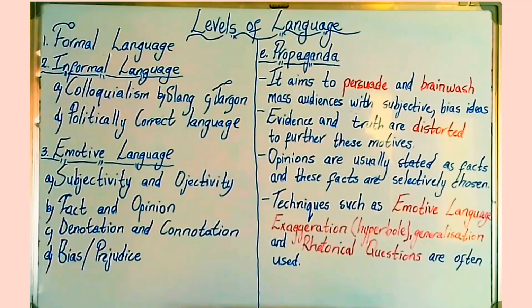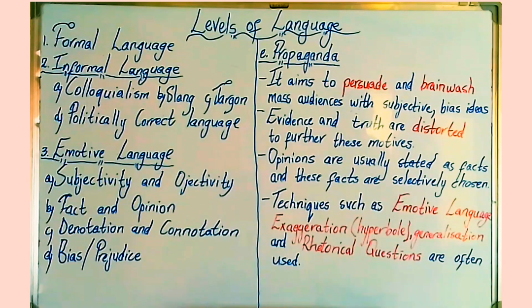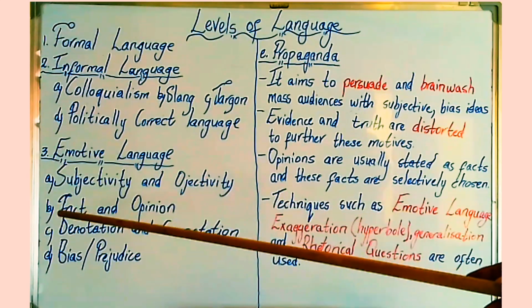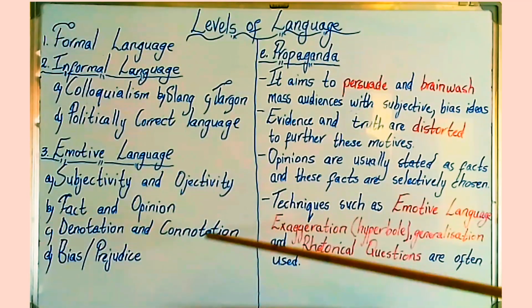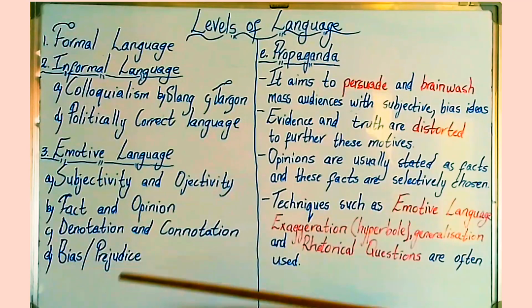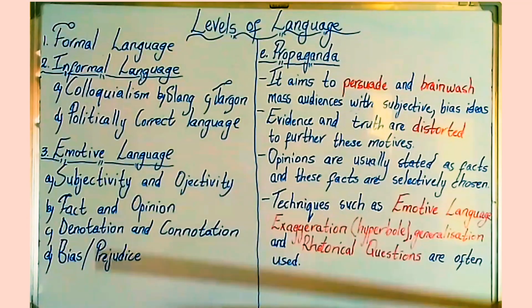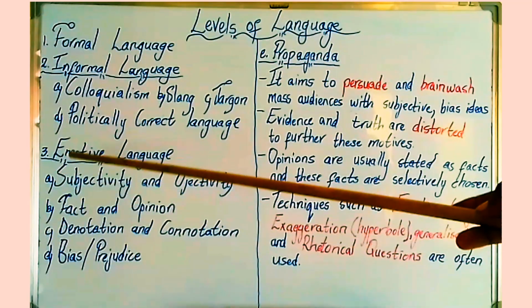Then we move on to number 3, which is emotive language. We said we have 6 types of emotive language. We have letter A, which is subjectivity and objectivity. We have letter B, which is fact and opinion. We have letter C, which is denotation and connotation. We have letter D, which is bias and prejudice. So please refer back to the past videos if you want all this information, because we already learned about it. So we move on today to letter E, which is propaganda. Our lesson today is propaganda, and it falls under number 3, which is emotive language.